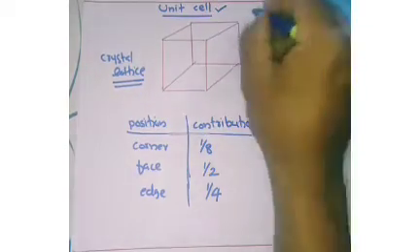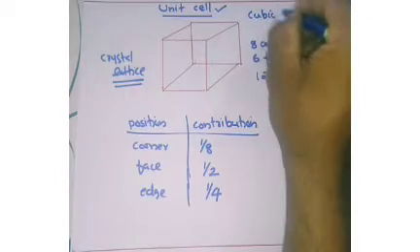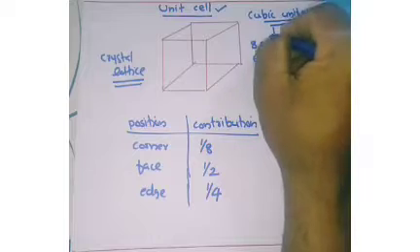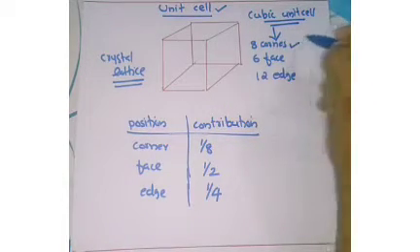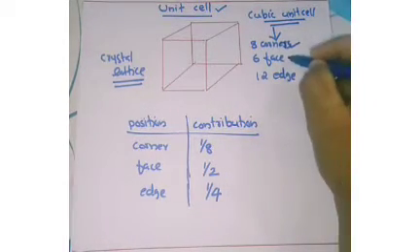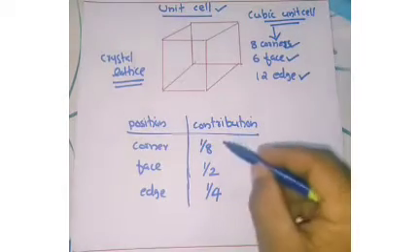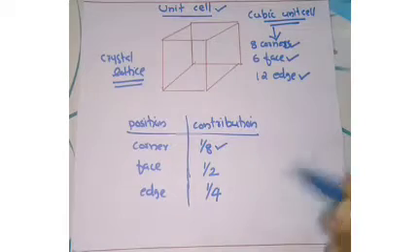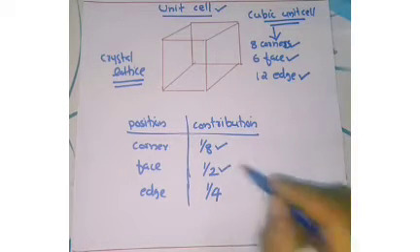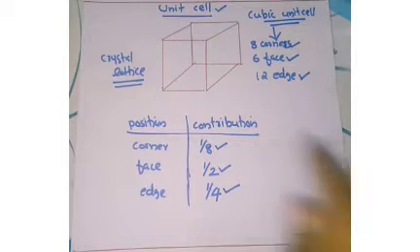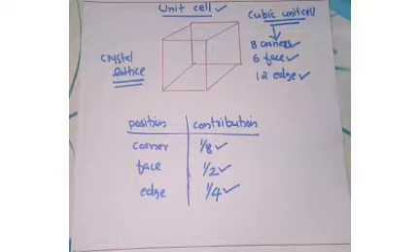Here we discuss the cubic unit cell. Cubic unit cell consists of 8 corners, 6 faces and 12 edges. The contribution of atoms at a corner is equal to 1 by 8, at a face 1 by 2, and at an edge 1 by 4. Then what are the different types of unit cell?